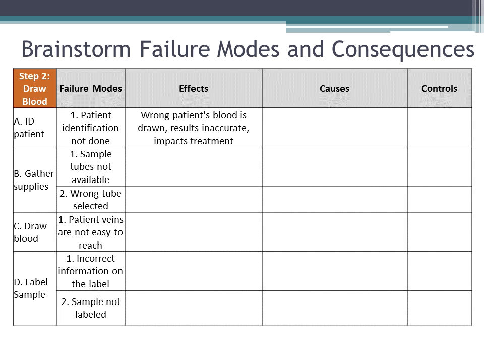So let's work through the first row. Step 2A is patient identification. The failure mode is that patient identification is not performed. What might be the effect of that on the patient? It's that perhaps the wrong person's blood is drawn, which would lead to inaccurate results posting to the intended patient's chart, and then treatment decisions could be made based off of the wrong information.